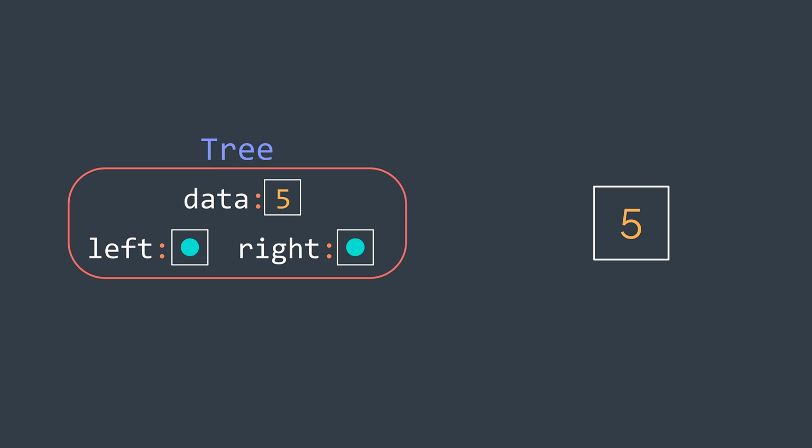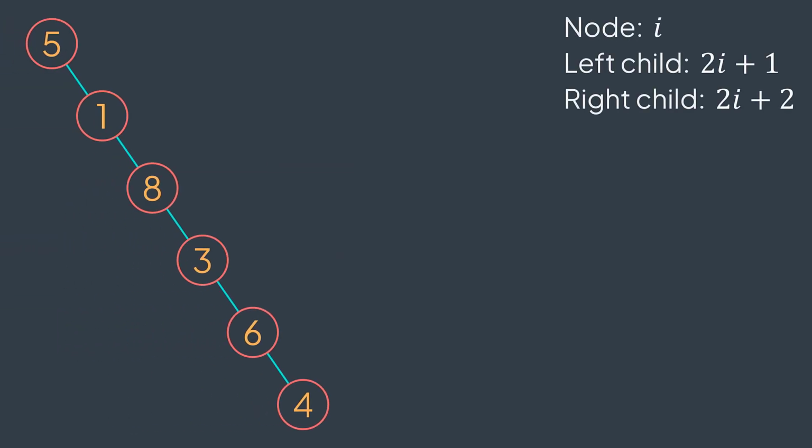Well, then if using an array seems better, why isn't it the standard implementation of a tree? Let me show you why. Let's take this tree. The root is always at index 0. Then the right child is at index 2i plus 2, which is 2 for the root. So this node must be at index 2.